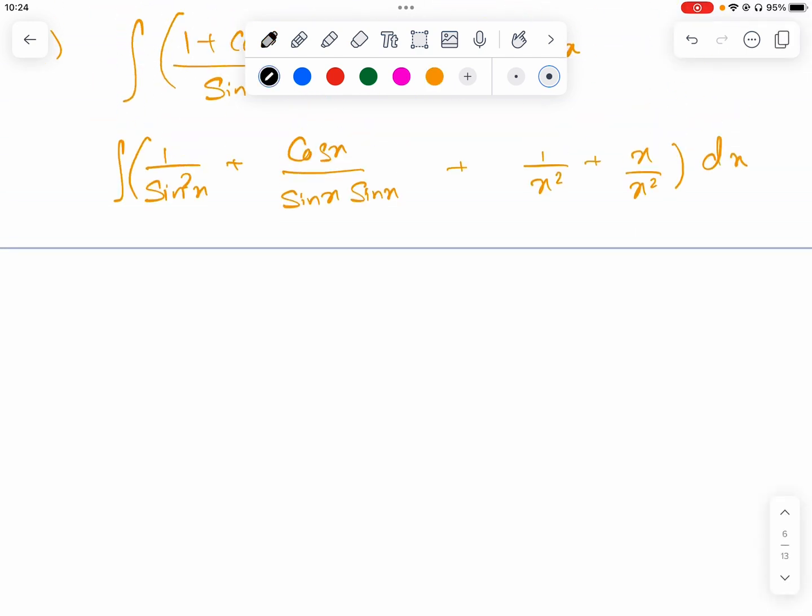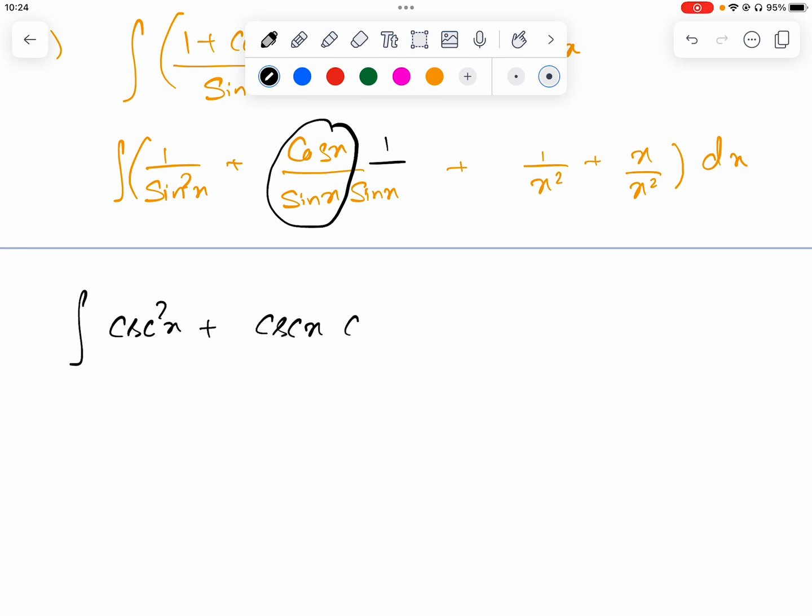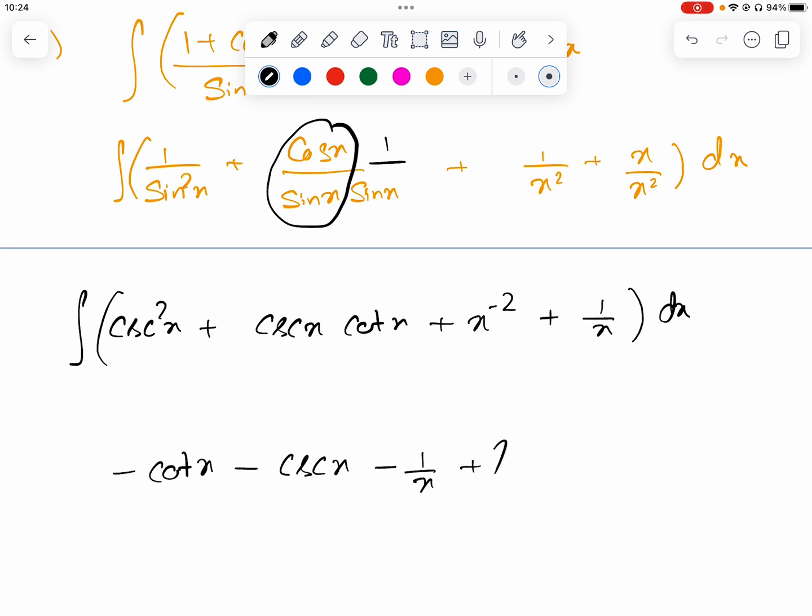It becomes 1 upon sin square x is cosecant square x. Then cos upon sin is cotangent and 1 upon sin is cosecant. So it becomes cosecant x cot x plus x power negative 2 plus 1 upon x dx. So it becomes minus cot x minus cosecant x minus 1 upon x plus ln absolute value of x plus c.